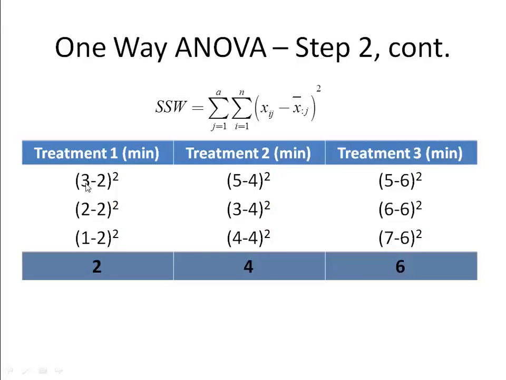These are all subtracted from 2 and squared, these are all subtracted from 4 and squared, and these are all subtracted from 6 and squared. And then you sum up all 9 of these calculations. You find that the sum of squares within, the SSW, or the SSE as it's called, is 6. And the degrees of freedom associated with it is A, 3, times n minus 1, which is 2, so 3 times 2 is 6.